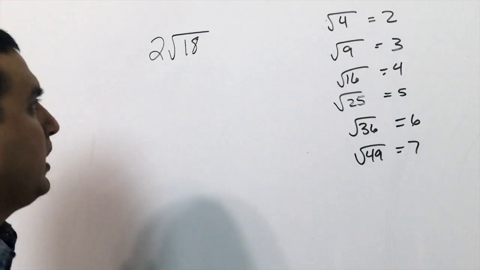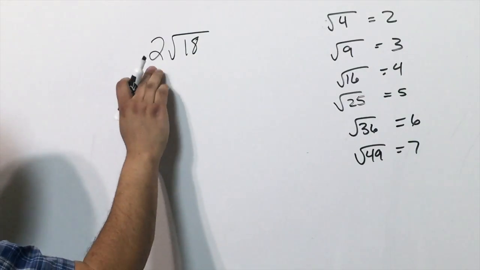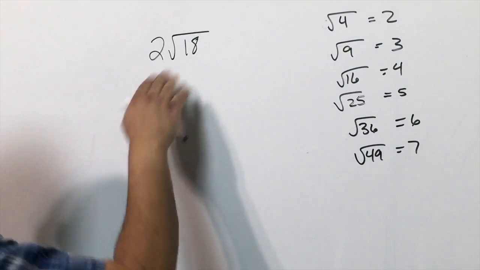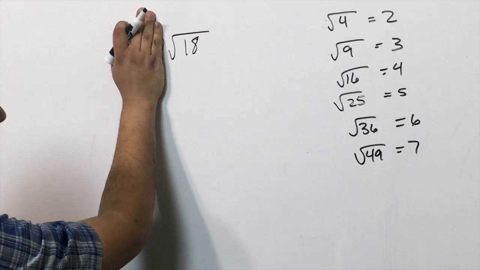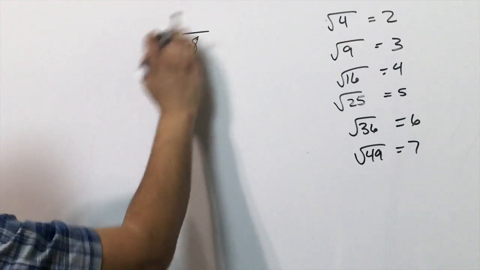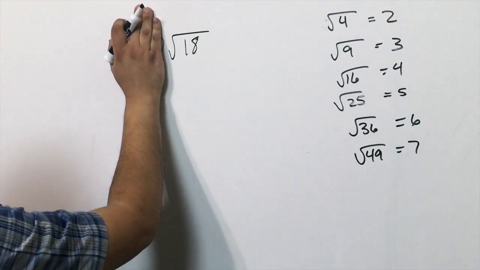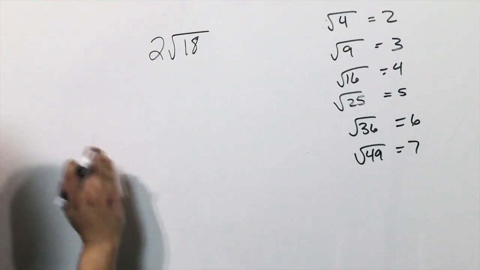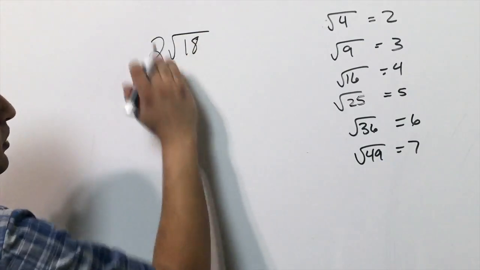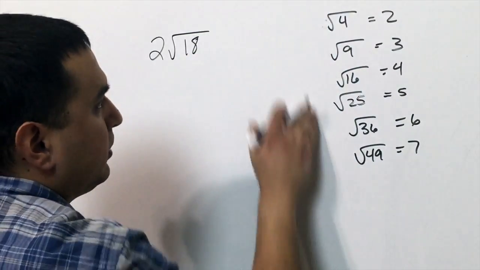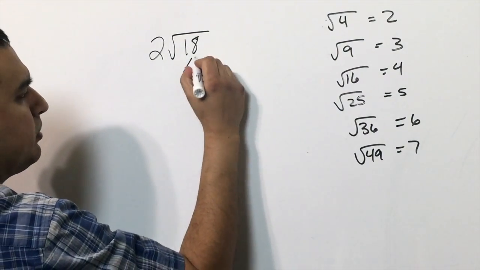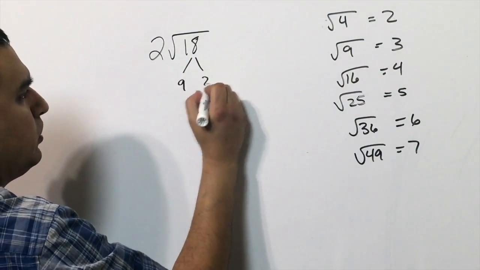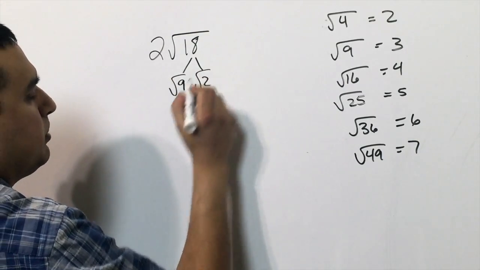Alright, another example is going to be something like this. This is another type of radical where you have a number that's already outside the square root. When you're simplifying these, while you're factoring out the square root part of it, you want to just keep this 2. It's going to keep tagging along. But we still want to do the same thing where I factor using my perfect squares. 18 is going to factor down into 9 and 2. So the square root of 9 times the square root of 2.